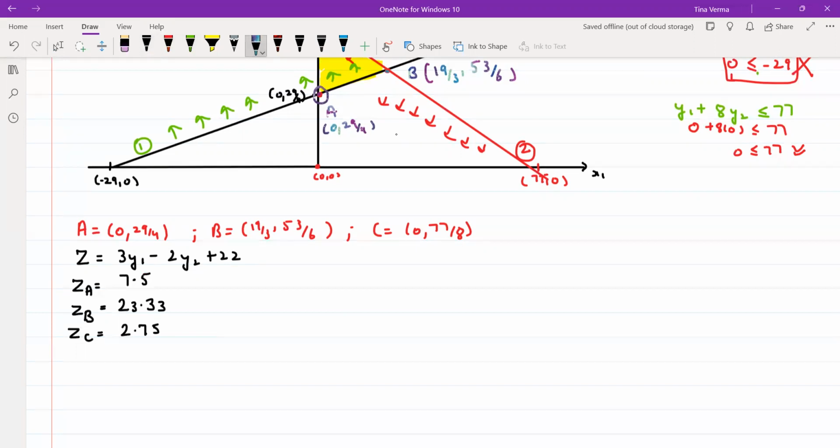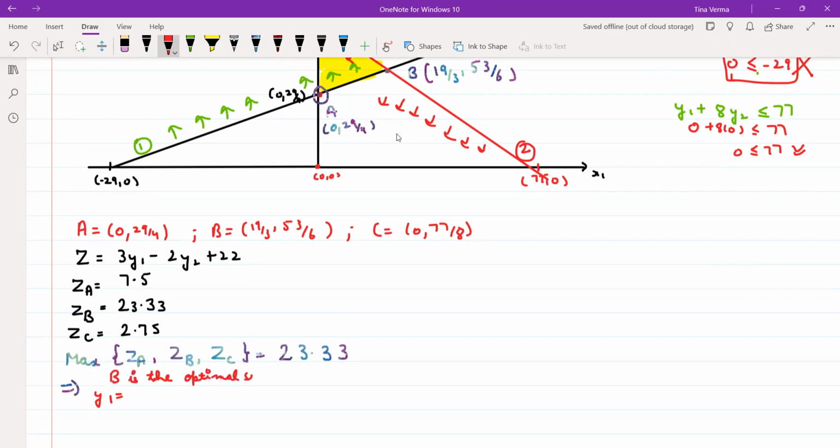Now the task is whether the function is maximization or minimization. अगर मेरा function maximization का है, then I will choose the maximum value of Z from all these points. So you can clearly see the maximum value from all these points is 23.33. So which implies the B point is the optimal solution. And what is my B point? That is Y1 as 19/3 and Y2 is 53/6.